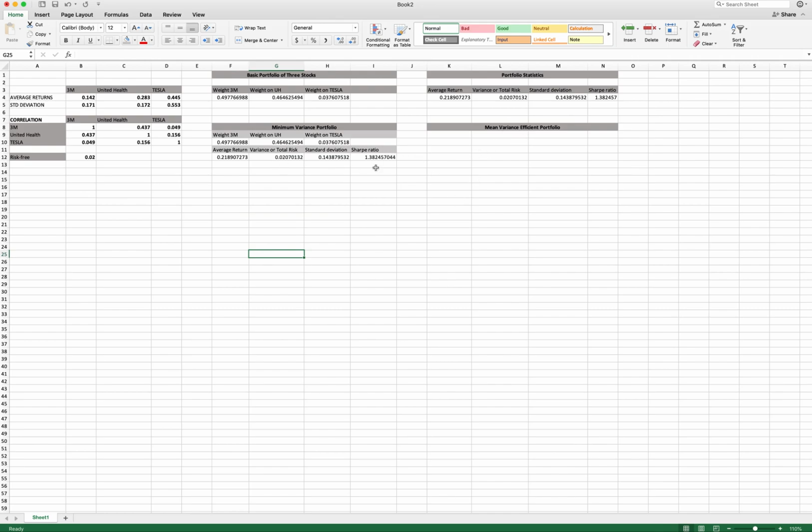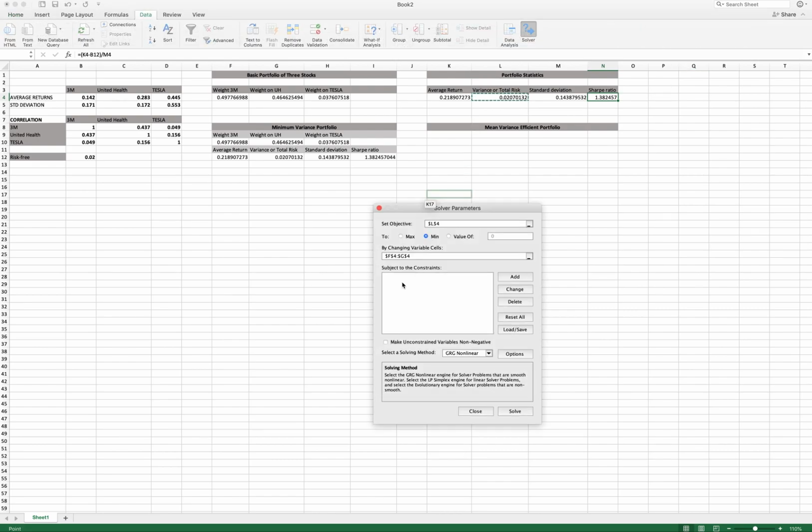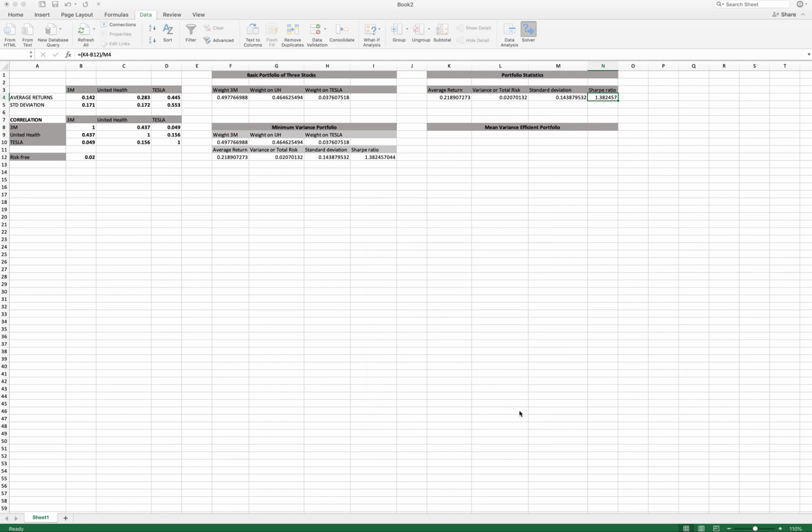Okay, now I want to do the same thing and find the mean variance efficient portfolio. I'm going to go back. What is the mean variance efficient portfolio? It's the portfolio that maximizes the Sharpe ratio right here. So I'm going to go back to Data, Solver. I'm going to now target an objective of the Sharpe ratio. That's cell N4. I'm going to maximize this by changing F and G4, the weights on 3M and United Health. I'm going to solve this.